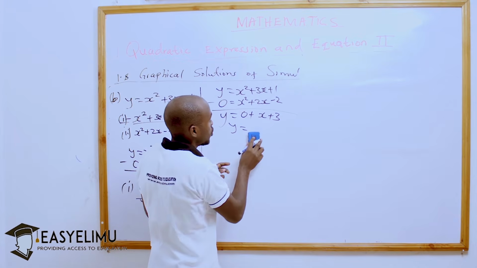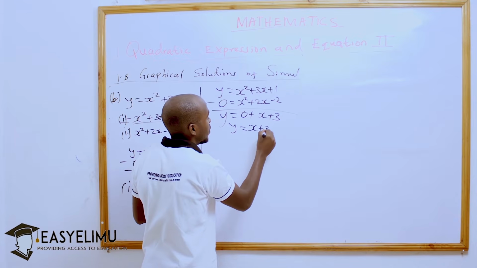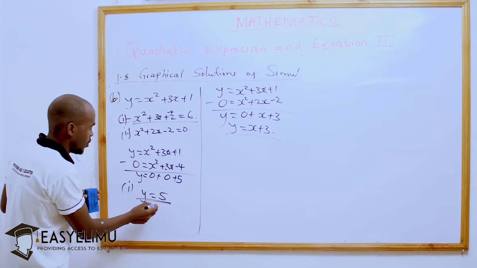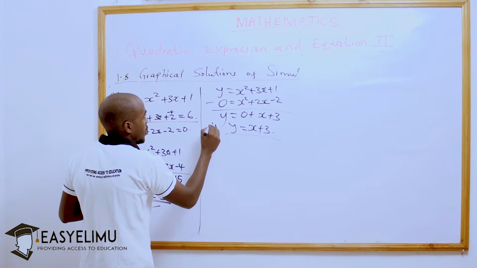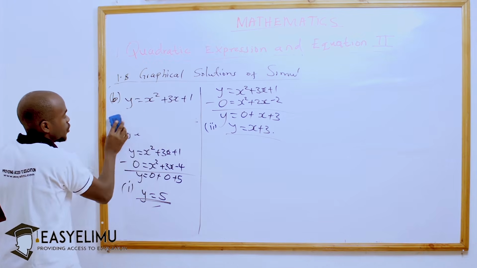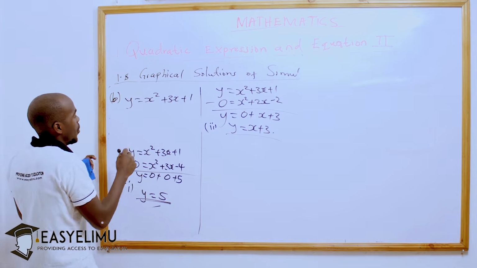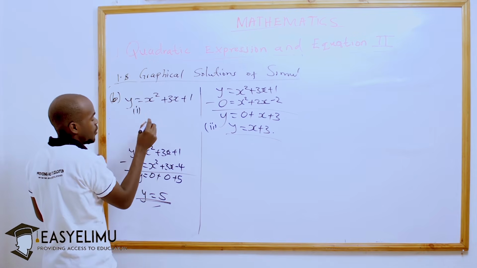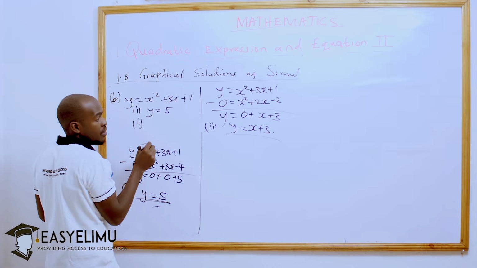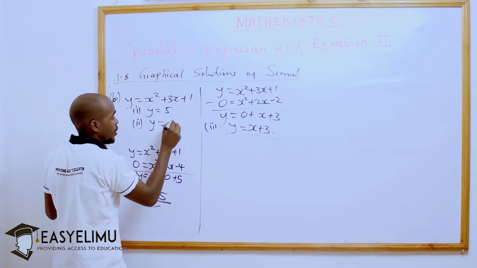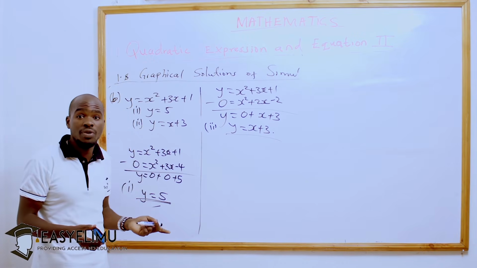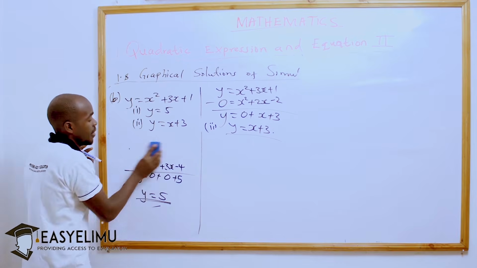That is y equals x plus 3. So we have found this, the second. This was the first. Now we can rewrite them up here. We want to solve them. We are going to solve first for y equals 5, and second, y equals x plus 3. That is what we have found. We have just changed the quadratic equation into linear functions.